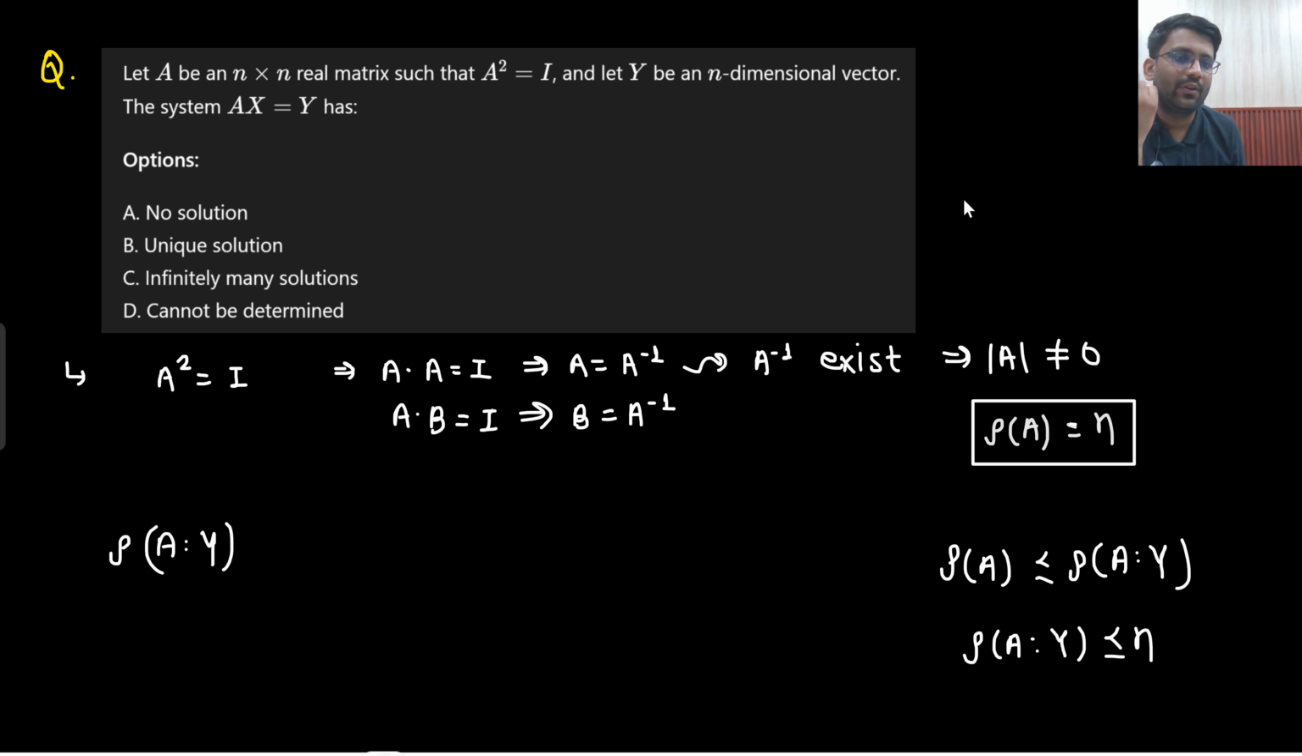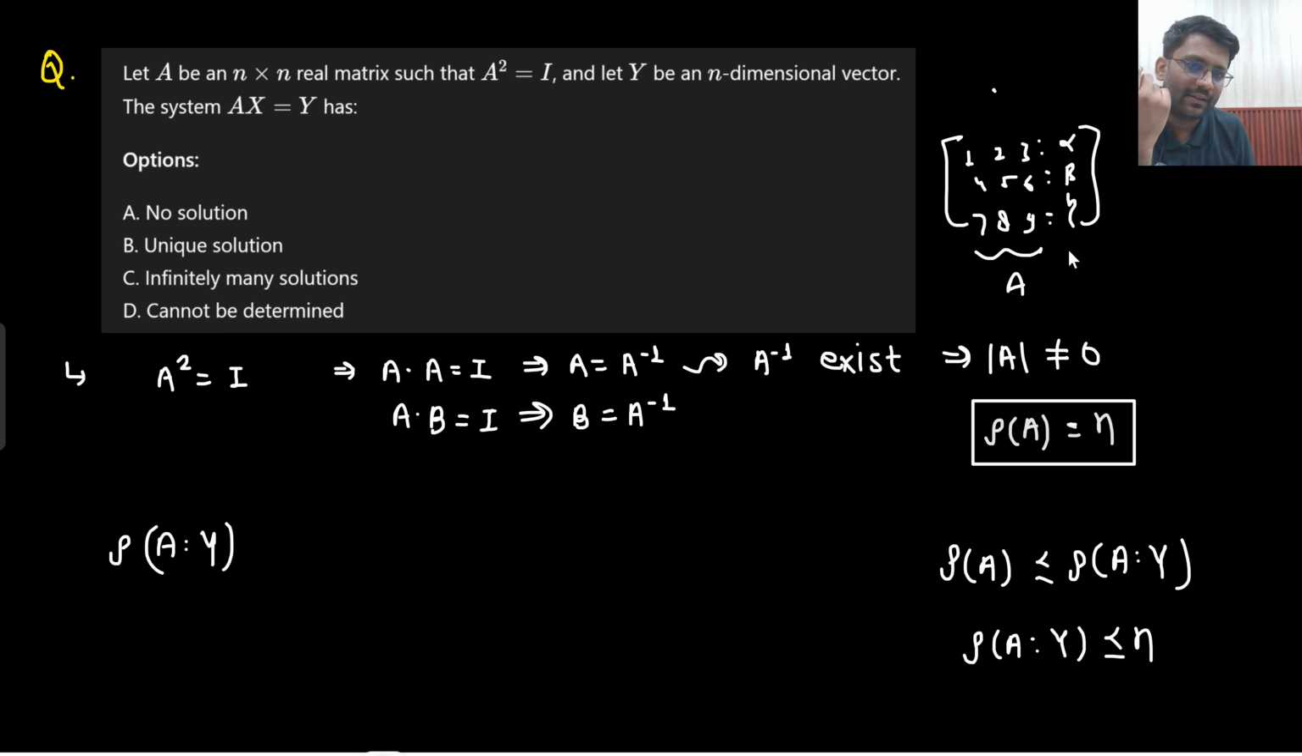Why is that so? Think of it. 1, 2, 3, 4, 5, 6, 7, 8, 9, and here alpha, beta, gamma. This is your matrix A. This is your matrix B. So rank of matrix A is coming out to be 3. What could be the maximum rank of A augmented B? This is a 3 row and 4 column matrix. So what could be the maximum rank? That will be 3 only, no? So it will be surely less than or equal to n.